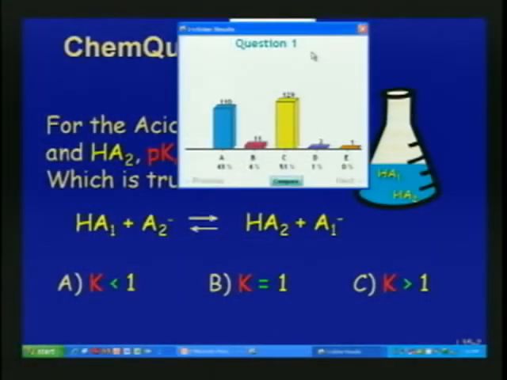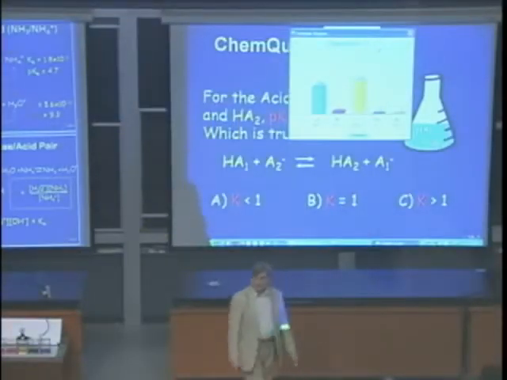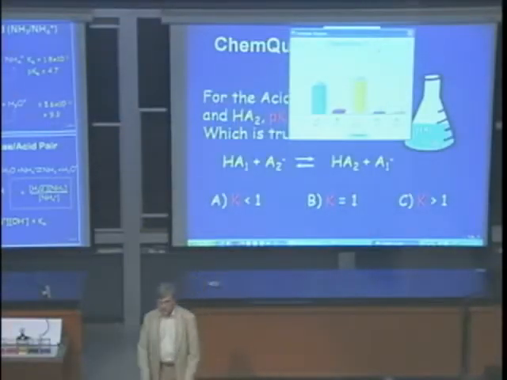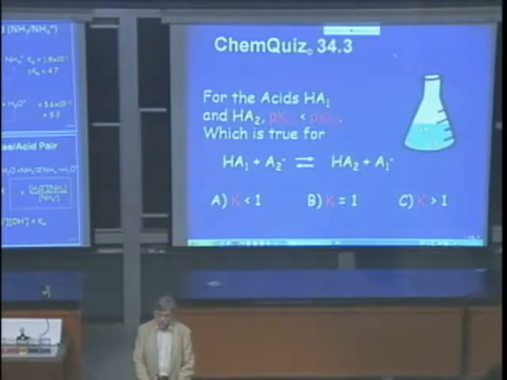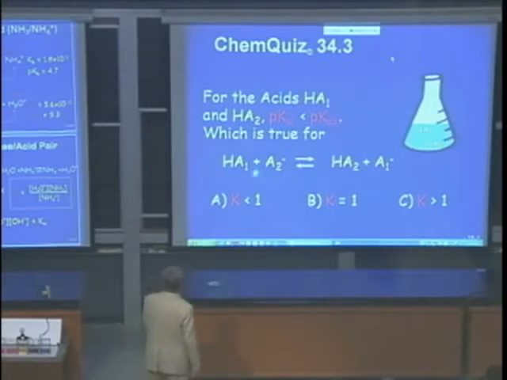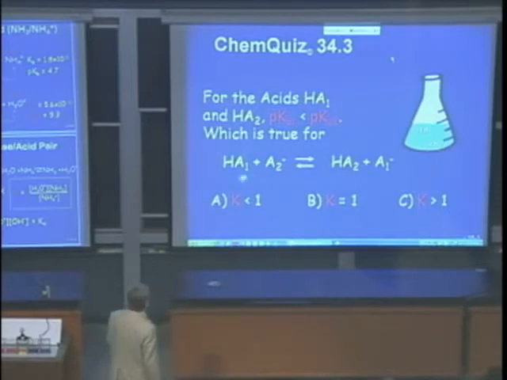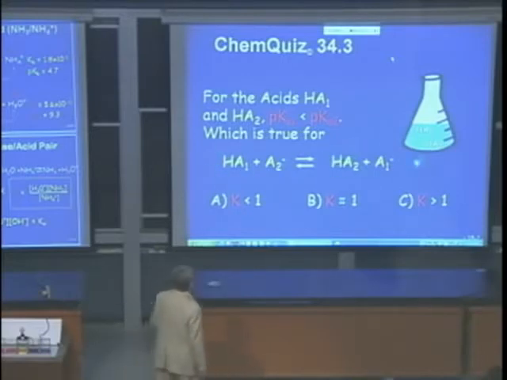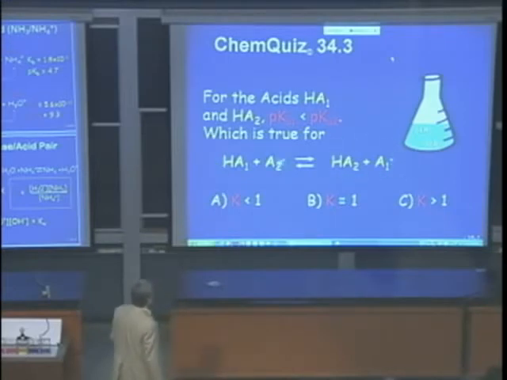Okay. So many of you said that K equals 1. I agree with you, but now you have to think about an answer. Is K smaller than 1 or larger than 1? If HA1 would be a stronger acid than HA2, then the equilibrium would go to the right. HA1 would be winning, so this would be larger and this would be smaller, so K would be larger than 1.